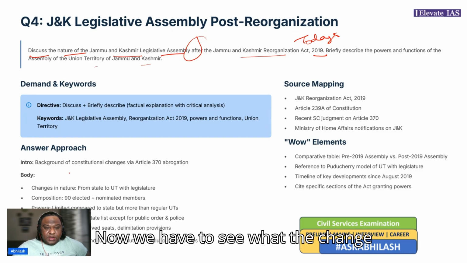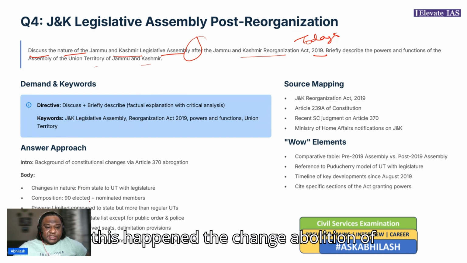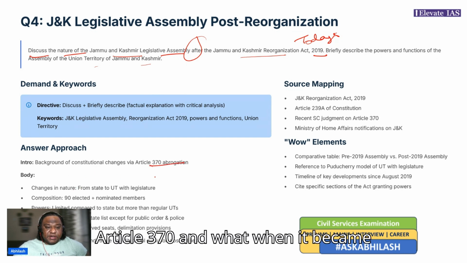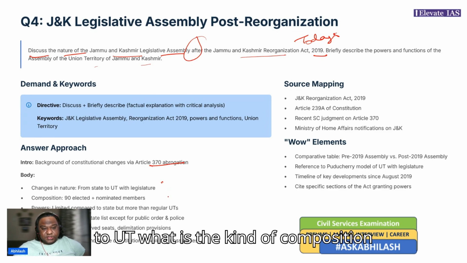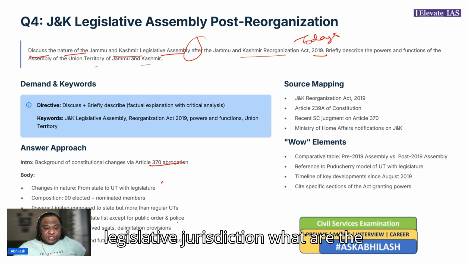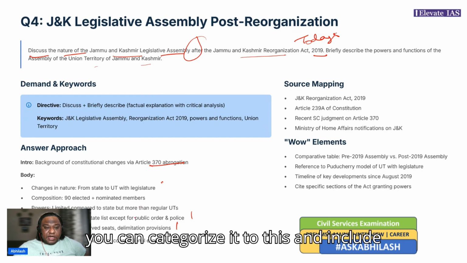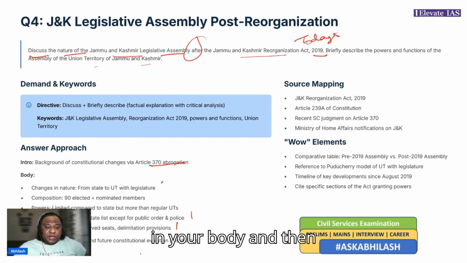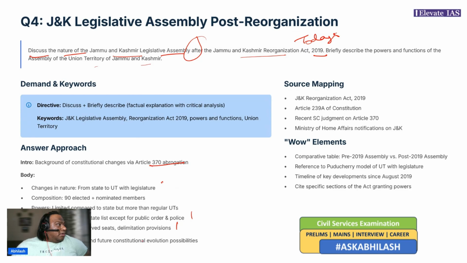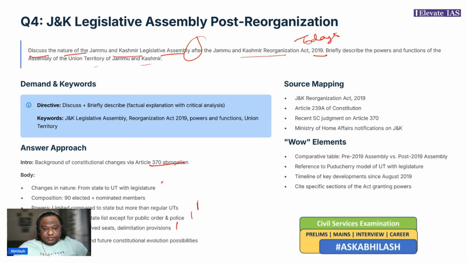Now, you have to see what change was brought in through the intro, with why this happened: the abrogation of Article 370, and when it became a UT, what is the composition, what is the power now limited, what is the legislative jurisdiction, what are the special provisions. Whatever you remember, you can categorize it and include in your body. And then how as a UT it has been performing, the recent election.